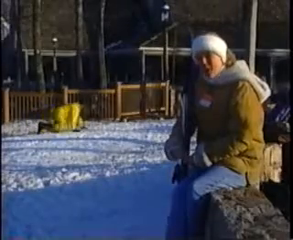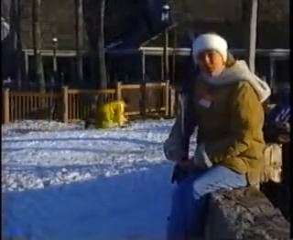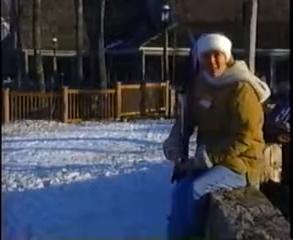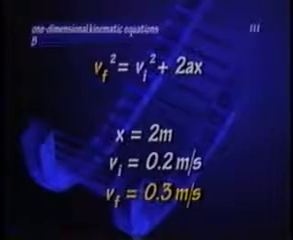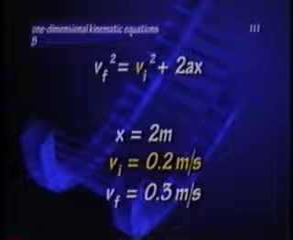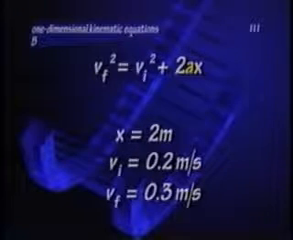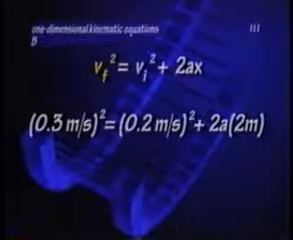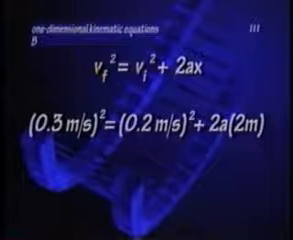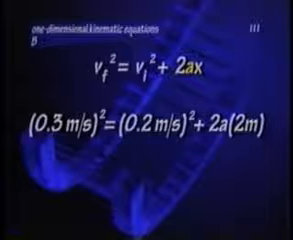For example, after a long, hard day of conquering the slopes, let's just say that Not Quite Bright has regressed back to his genital stage of development and is now crawling in a straight line back to the lodge. Not Quite Bright crawls 2 meters, and his velocity goes from 0.2 meters per second to 0.3 meters per second. What's his acceleration? So the problem has given us a v final of 0.3 meters per second, v initial is 0.2 meters per second, and x is 2 meters. All that's left is to find acceleration. Now plug, chug, and crank into our equation of v sub f squared equals v sub i squared plus 2 times a times x.